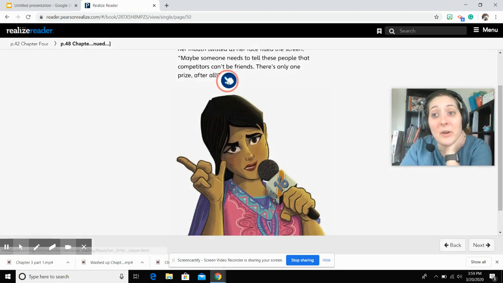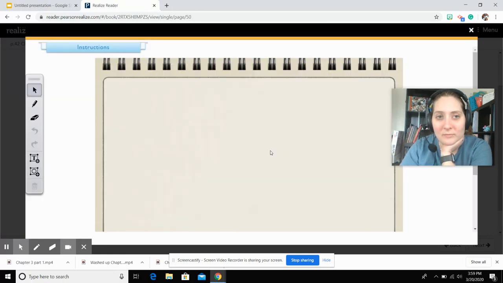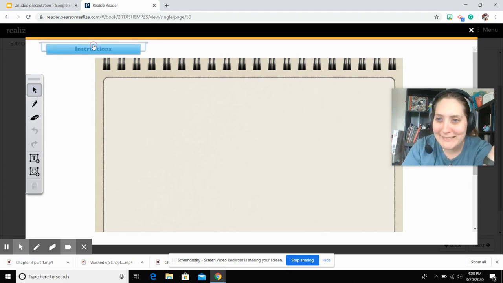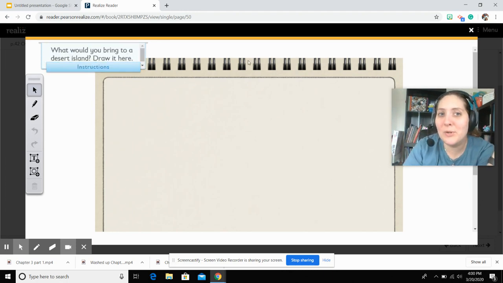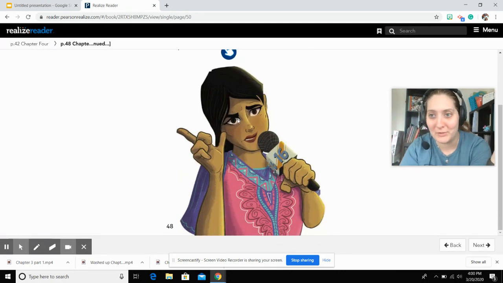And we have another interactive feature. This is just an activity where you can draw. You don't need to do this. So, what would you bring to a deserted island? Draw it. If you would like, on the back of your sheet, draw a picture of what you would bring to a deserted island. I know for myself, I'd have to bring a book. I love to read, and I can't imagine being stuck on an island with no book and nothing to do.